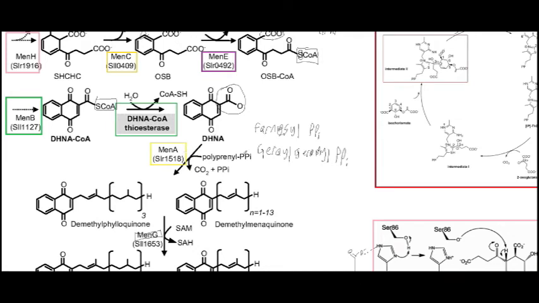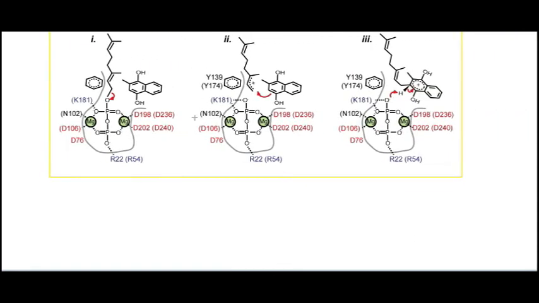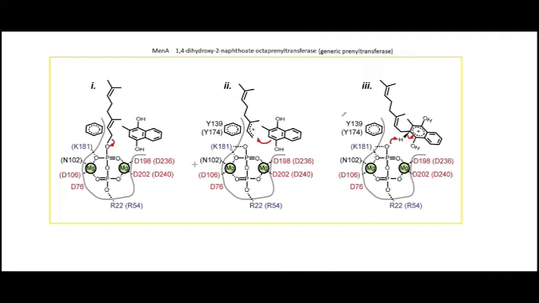Now if we go to MenA, which I couldn't find a structure for on the Protein Data Bank, we did see this mechanism in a previous video, so that's just adding our geranyl pyrophosphate and farnesyl pyrophosphate. Basically, these molecules here, and that's just adding those onto our double ring structure here.